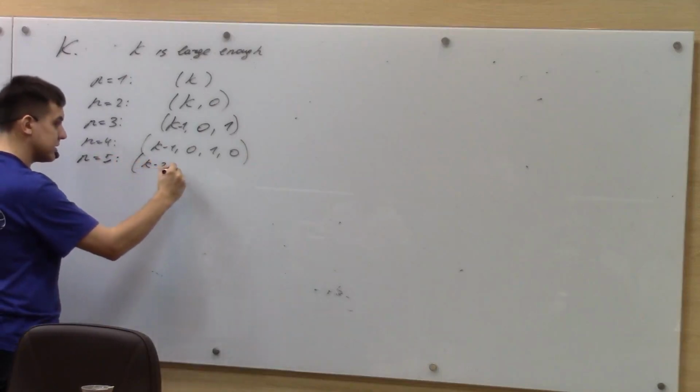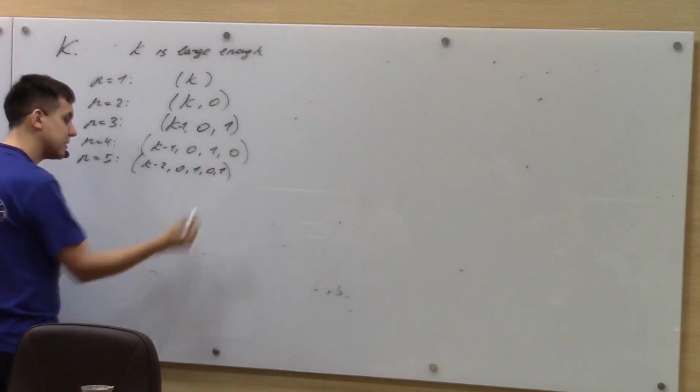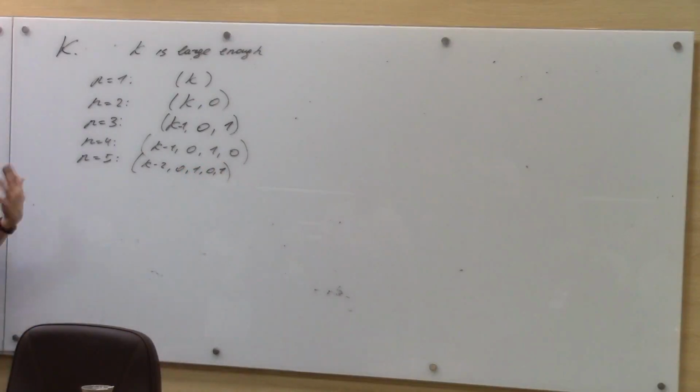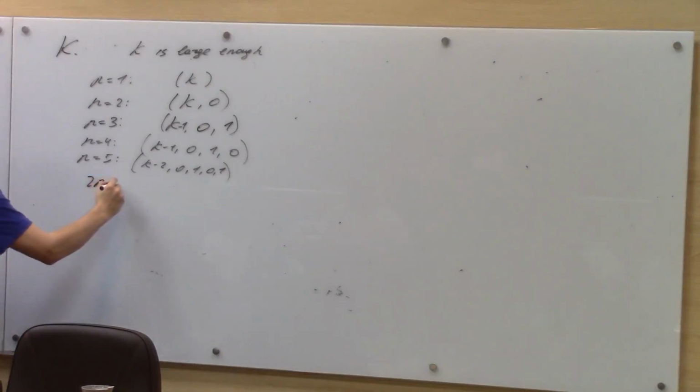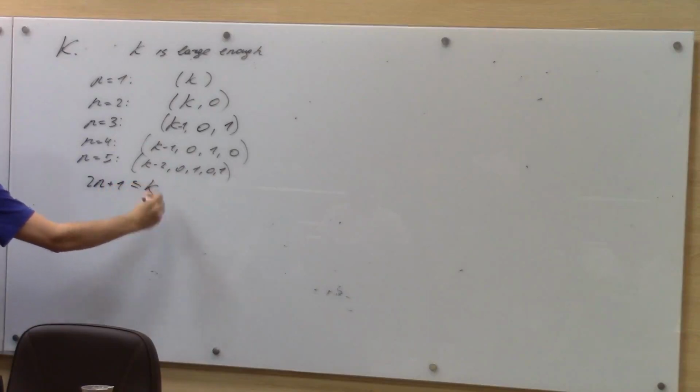k minus 2, 0, 1, 0, 1. So we take all of them ourselves, and then half of the oranges we need to divide among those. Well, this only happens when k is large enough. So if k is large enough to make this process for all possible n's, then it's fine, right? So this happens if n times 2 plus 1 is less than or equal to k, I think.